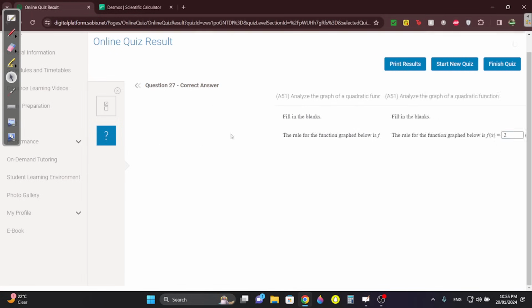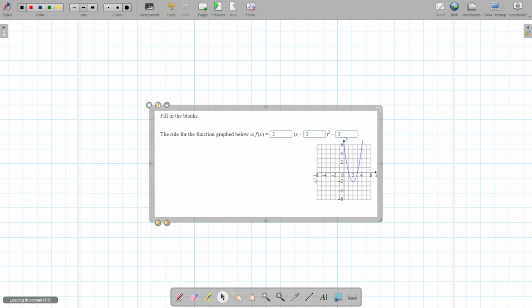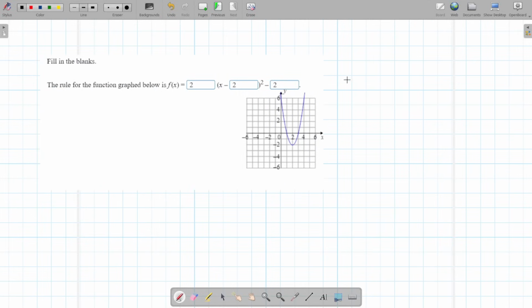Question 27 is the same exact method of solving, except this is curved. So instead of a|x minus h| plus k, since it's curved, it's going to be a(x minus h) squared plus k. But this does not change your method, it's the same approach.